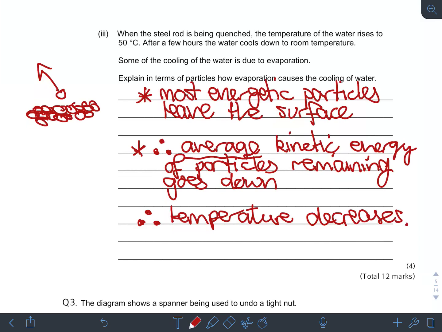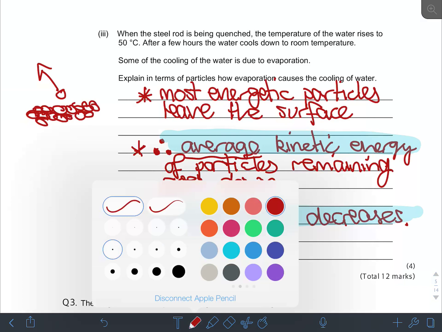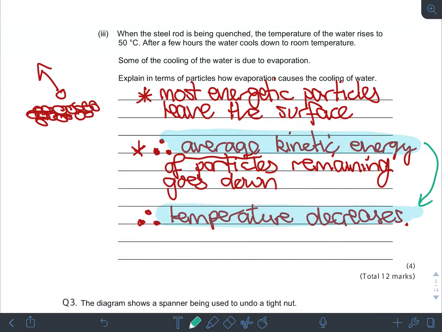Okay, so for most of you, this was well answered, and you obviously got the right idea. It's just sometimes the language is slightly woolly. In a question like this, we're not really talking about internal energy directly. A few people were talking about it in terms of internal energy. Yes, the internal energy is changing, but remember the most important thing is the average kinetic energy. That's what determines the temperature. So if the average kinetic energy goes down, the temperature goes down. That's the link that you're trying to make. This is the most important one, from here to here.